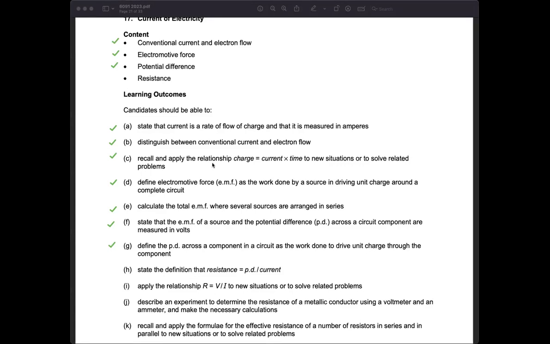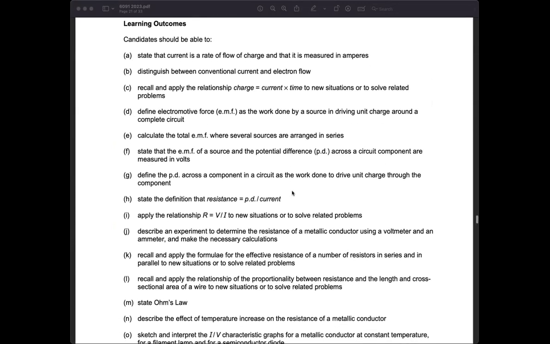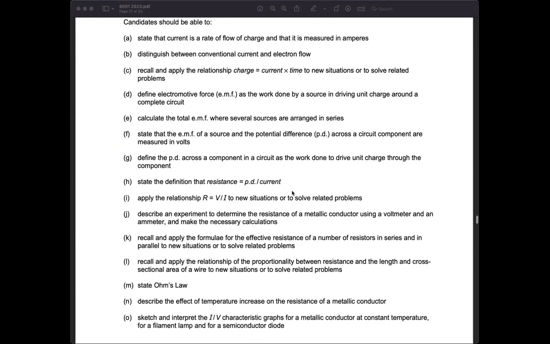Okay, so today we'll be talking about resistance. And resistance has a few parts. There are so many parts about resistance. So today we'll be talking about all of this. We'll be talking about resistance.